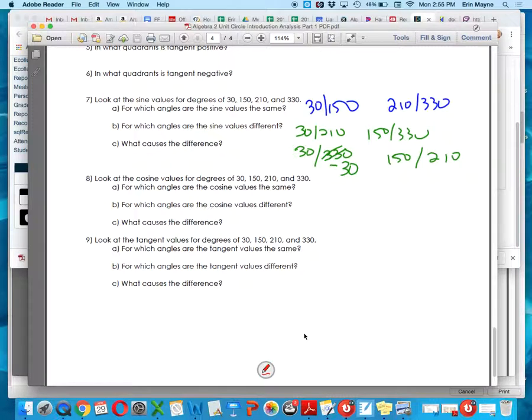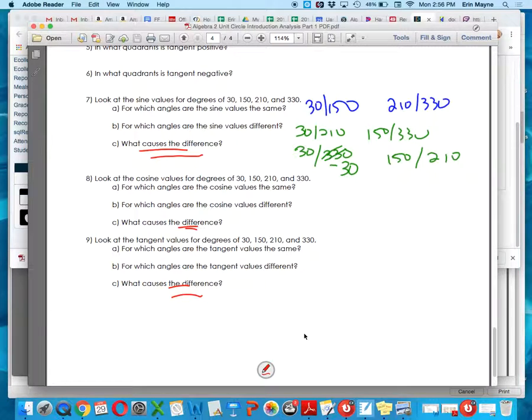330 and 150 subtract to be 180. What causes the difference in all of these? One's negative, and what determines what's positive and what's negative? The quadrant you're in, right? Ideally, when you answered letter C in number 7, 8, and 9, you talked about it depends on what quadrant you're in. If you're totally with me, raise your hand.